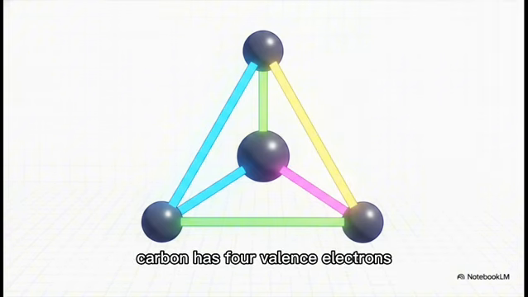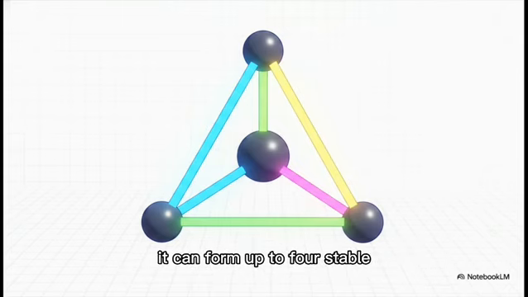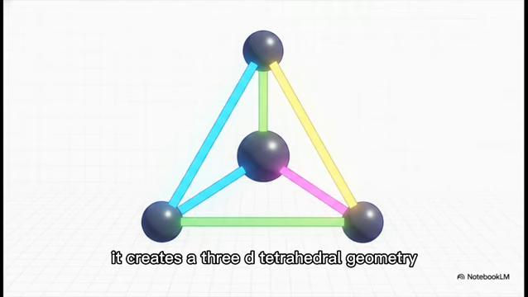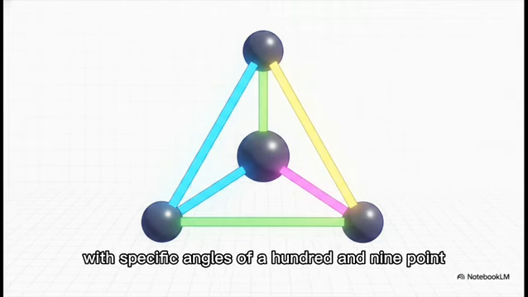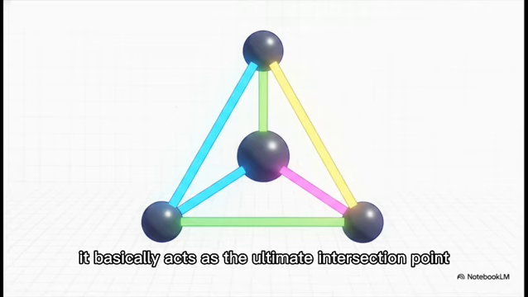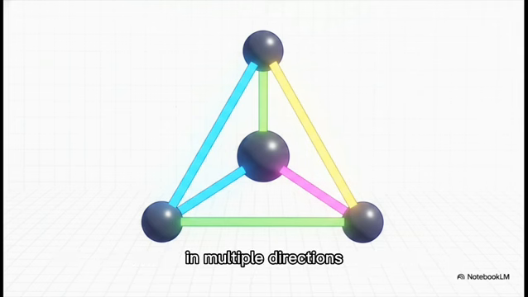Carbon has 4 valence electrons. This means to reach that stable number of 8 we talked about, it can form up to 4 stable covalent bonds with other atoms. When it forms 4 single bonds, it creates a 3D tetrahedral geometry with specific angles of 109.5 degrees. It basically acts as the ultimate intersection point, allowing complex structures to branch out seamlessly in multiple directions.